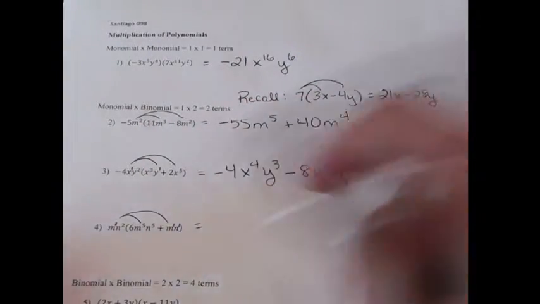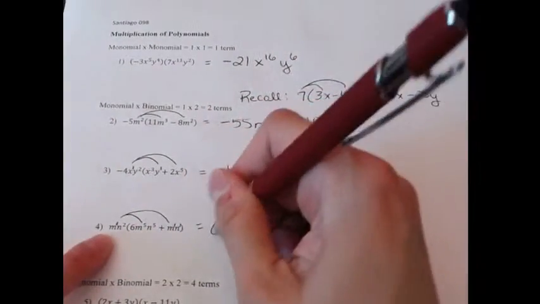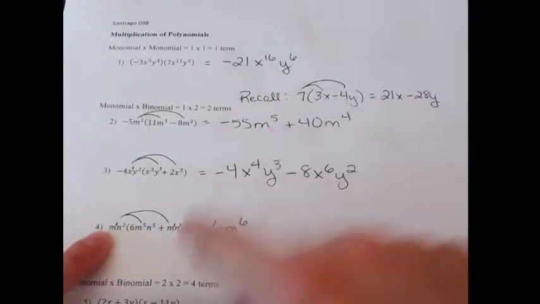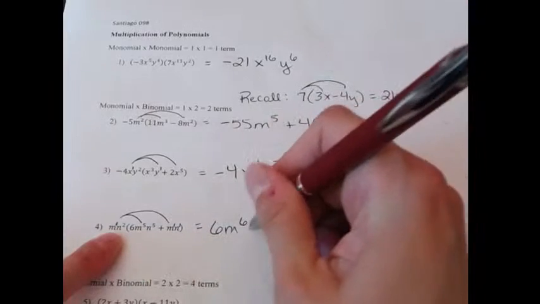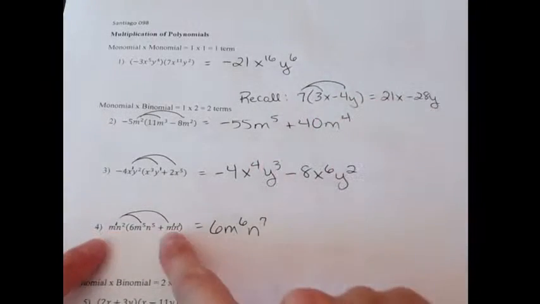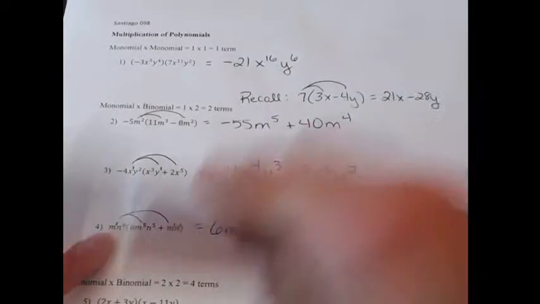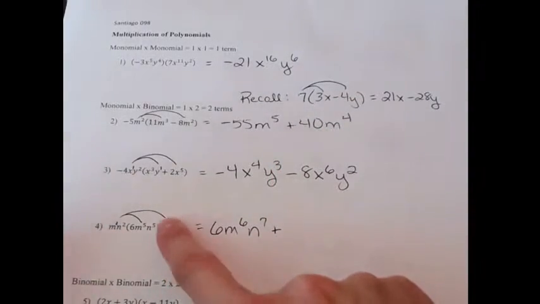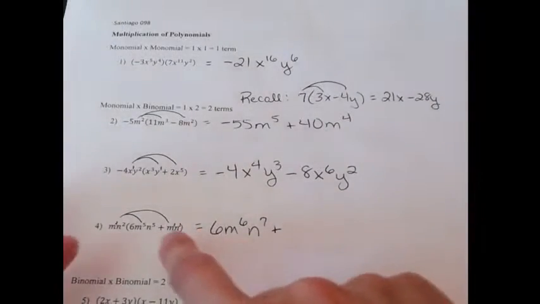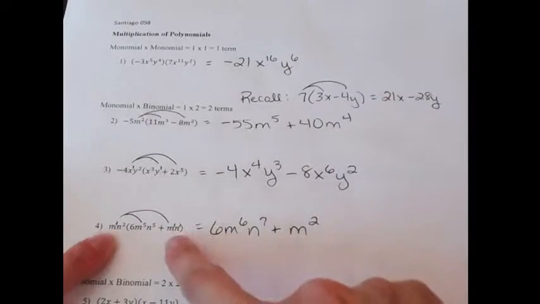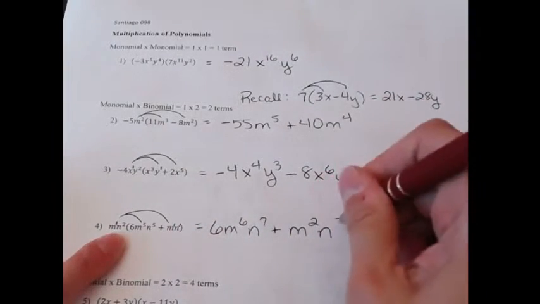When you successfully distribute, you'll notice that 1 times 6 is 6. M to the first times m to the fifth is keep the base, add the powers. N to the second times n to the fifth, keep the base, add the powers. Next, we're going to distribute our second term. So m to the first n squared times m to the first n to the first. Notice it's still a positive 1, but 1 times our bases here, we'll just leave the 1 out. So we have m to the first times m to the first is m squared, and then n squared times n is n to the third.